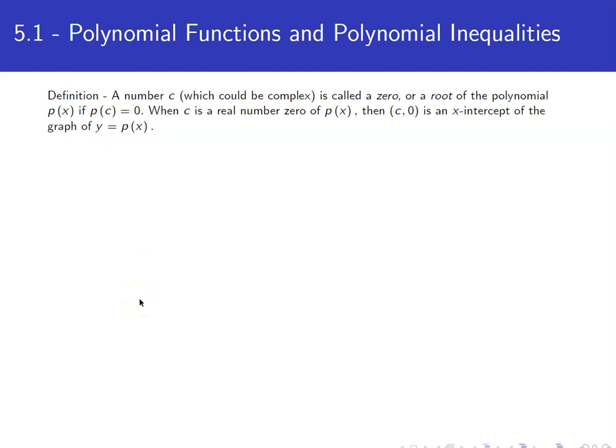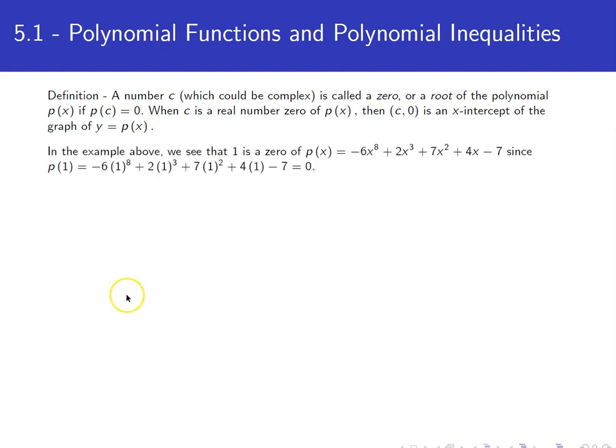Corresponding that to a graph, if we have a 0 for the polynomial, then the point c comma 0 is an x-intercept of the graph, and that's where the name root comes from. We think about the polynomial being rooted on the x-axis at its roots, where it crosses the x-axis. In the previous example, that polynomial has a 0 of 1, because if I plug 1 into the polynomial, I get 0 out.